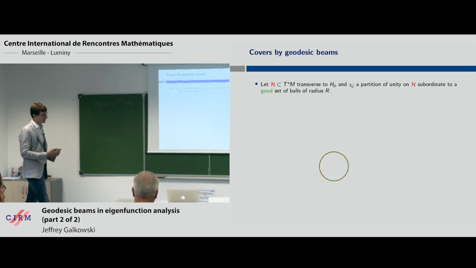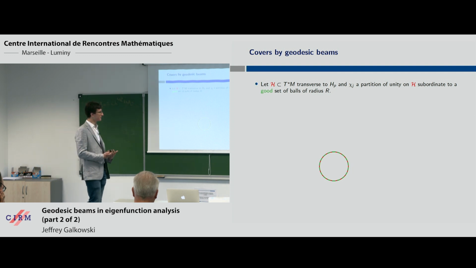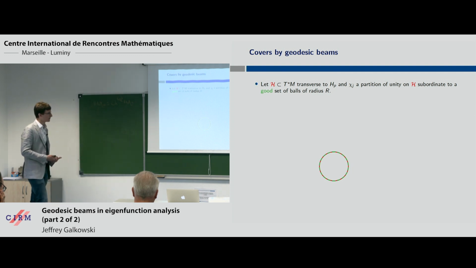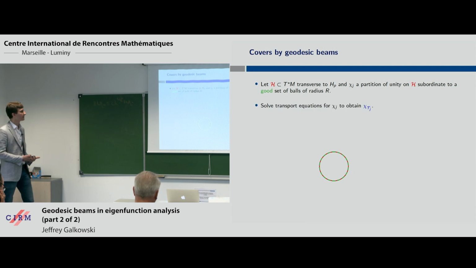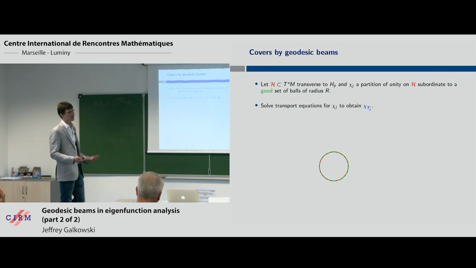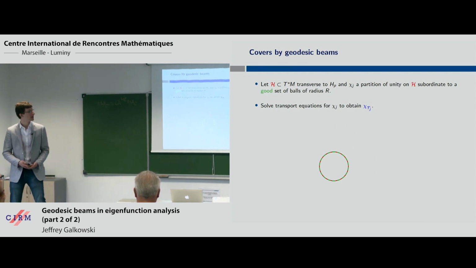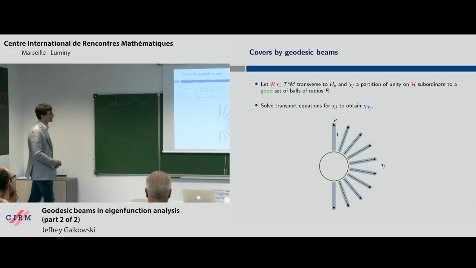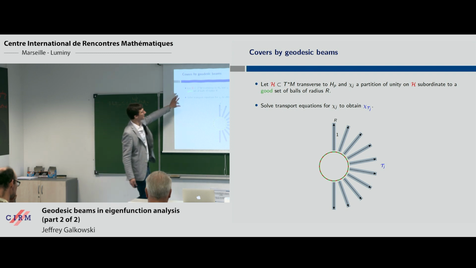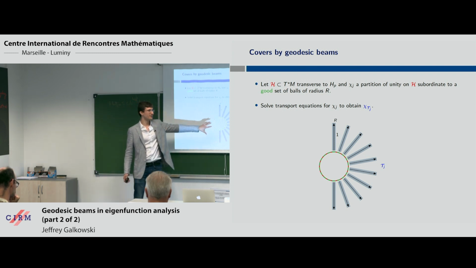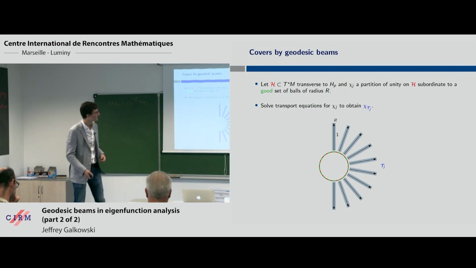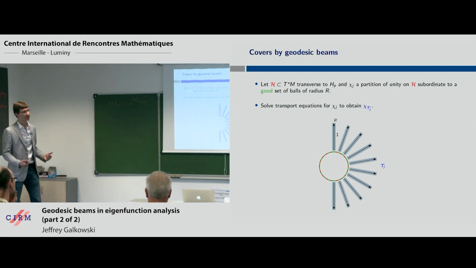And then the question is, now I want to build a partition which is reasonable and which is living on these tubes. And well, the answer is I just solve some transport equation, right? I just solve H_p chi_tj is 0. Right? And then I get cutoffs to these tubes. And you'll notice that I said a good set of balls. Right? You don't want to just take any family of balls, because then you might cover this hypersurface too many times. Right?